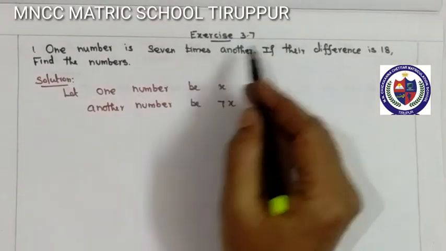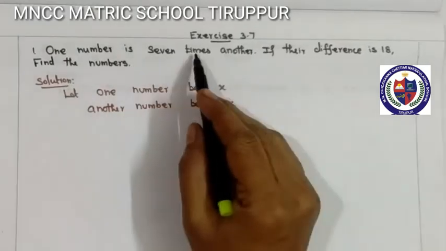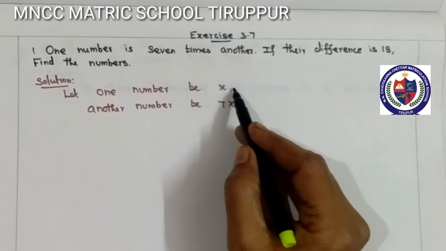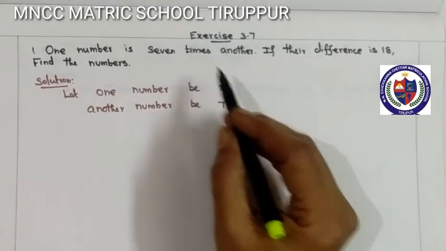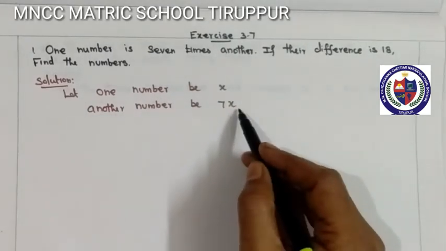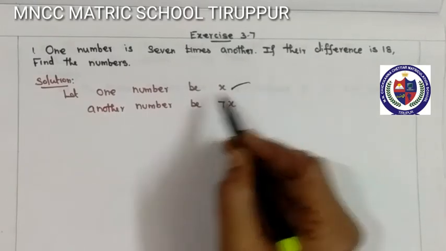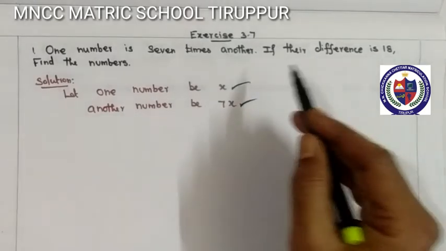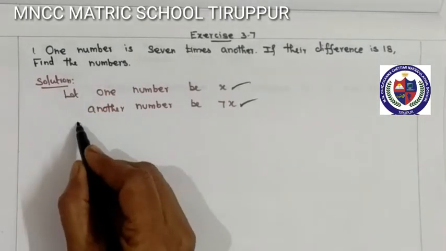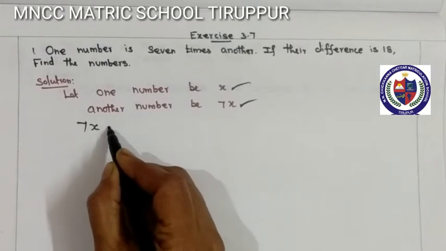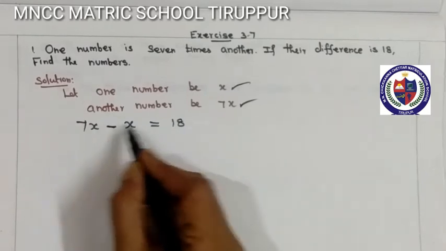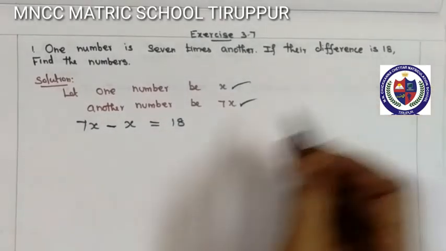Exercise 3.7. One number is 7 times another number. We take one number be x. So one number is 7 times another number, another number we take 7x. So one number we take x, another number we take 7x. If the difference is 18, find the numbers. What is the meaning of difference? 7x minus x equals 18. This is the difference between two numbers, equal to 18.